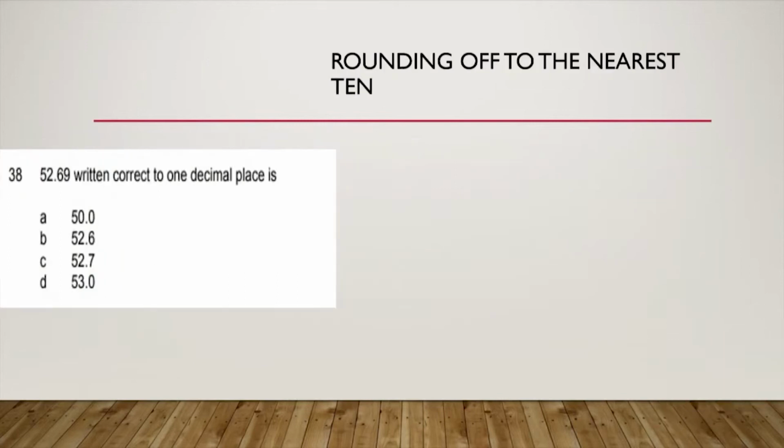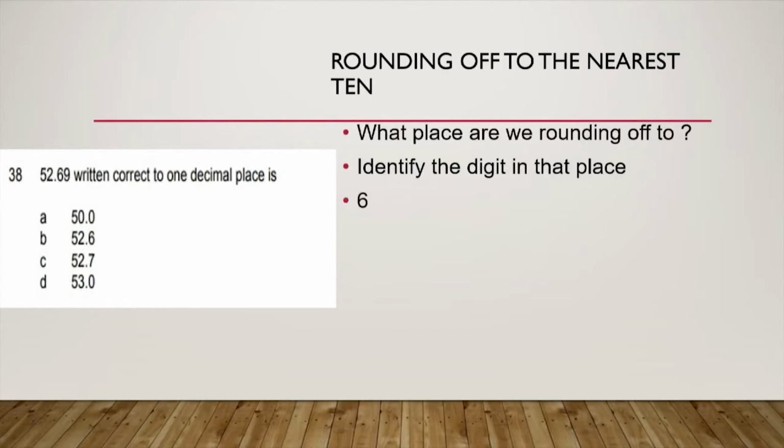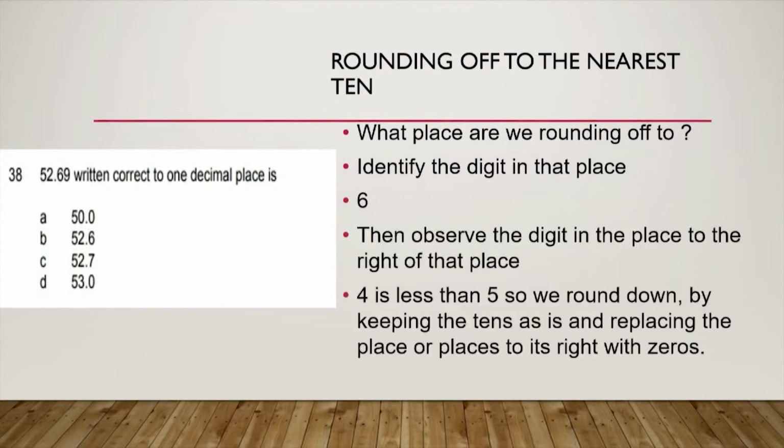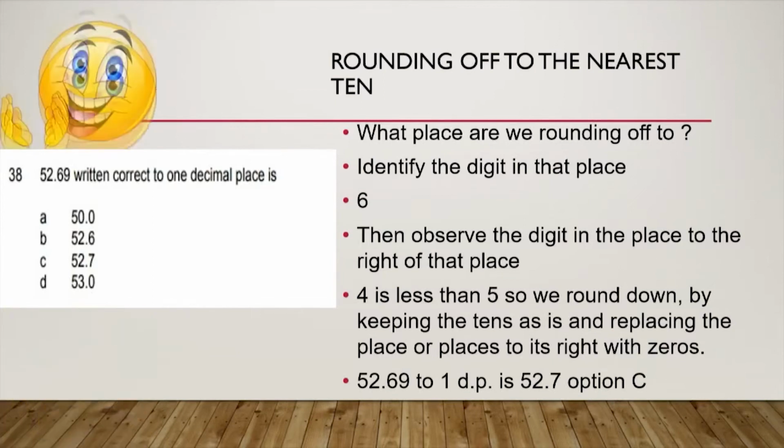All right, so the next one. So now we're rounding off to the nearest tenths. So it's 1 decimal place, and it is your tenths place. So it's 52 and 69 hundredths, rounding off to 1 decimal place. What place are we rounding off to? Your tenths place, of course. And we identify the digit in your tenths place, which is 6. We look to the right of that digit, and that digit would be 9. It is greater than 5, so we round up. So the answer now is 52 and 7 tenths. Your option C is your correct response.